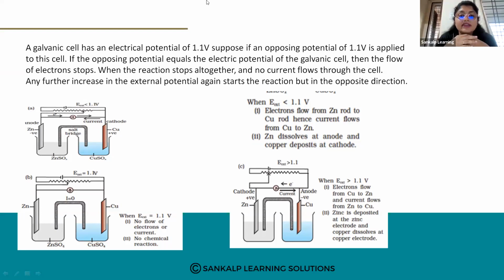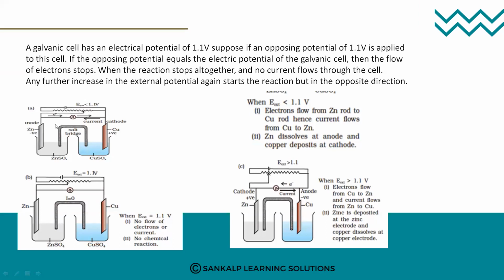For any further increase in the external potential, you have to start the reaction, but in the opposite direction. So you can see the different diagrams here, and this indicates how it is. What is done here? In the first diagram you can see the zinc electrode is dipped in zinc sulfate solution, and the copper cathode is dipped in copper sulfate solution.